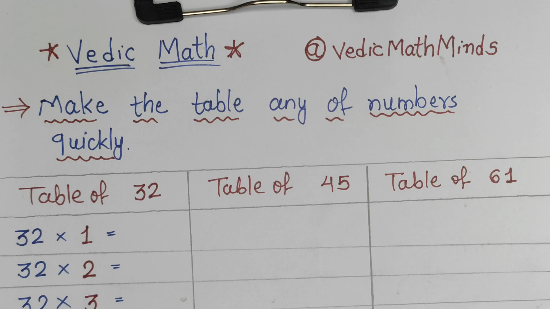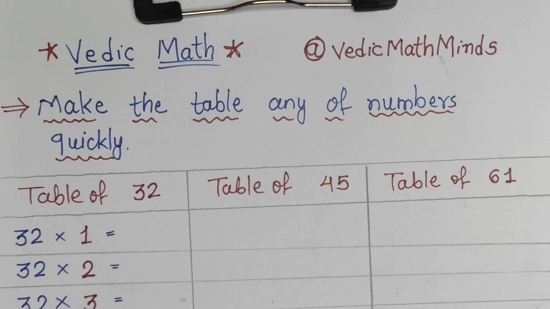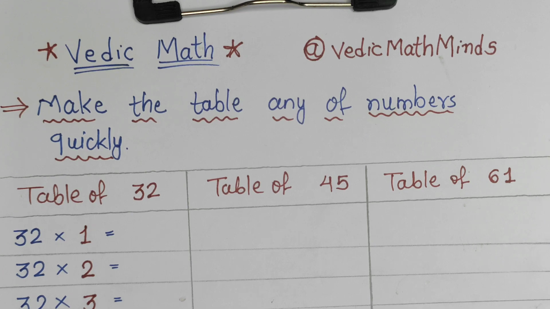We learnt the addition, the subtraction, multiplication. We will learn making the table. Make the table of any numbers quickly. We will know the table of 1 to 9 easily. Based on it, table of large numbers can be easily constructed. Vedic Mathematics has a very simple and interesting method of making tables.